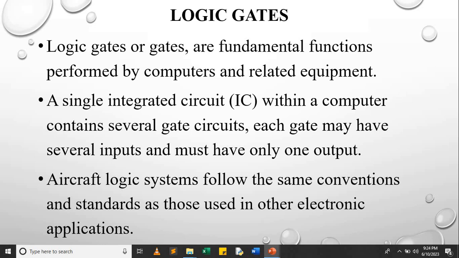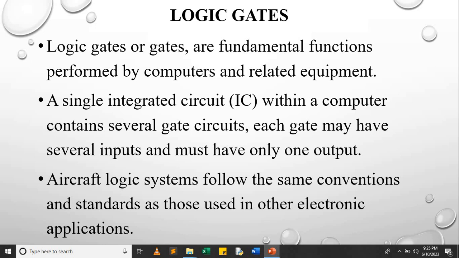Logic gates, or gates. I know civil engineers are used to their gates, and they open the gate and the cars pass through, but in computer science we have our own gates. They function the same way as your civil engineering gates, but our gates are different.